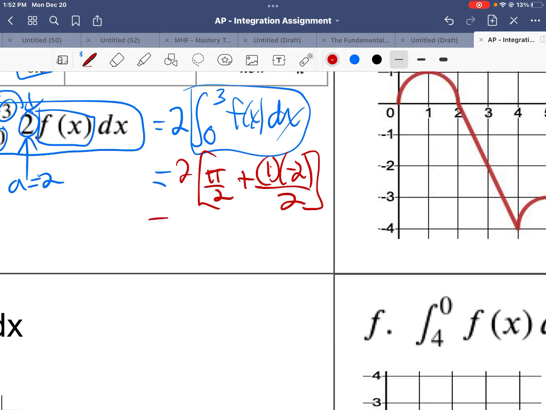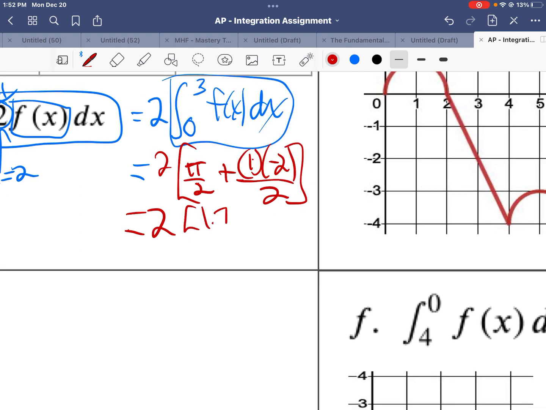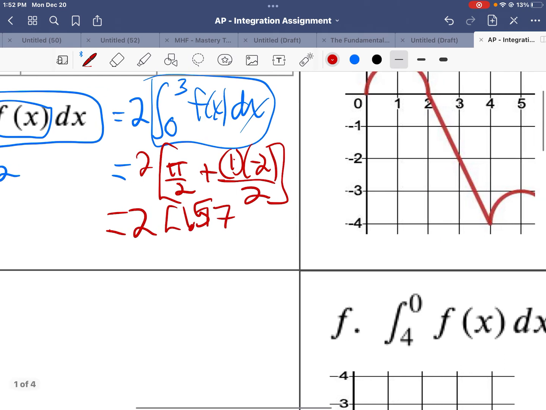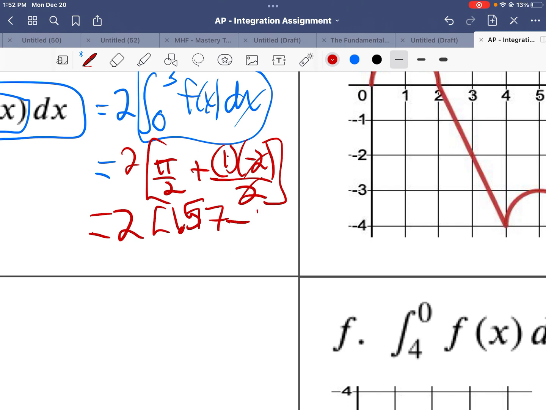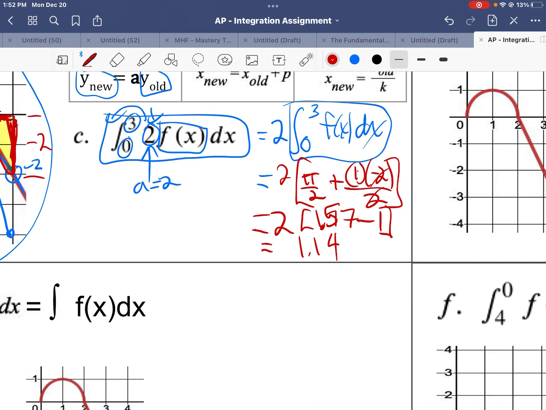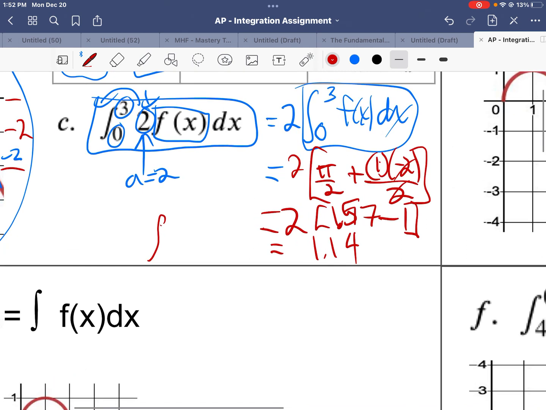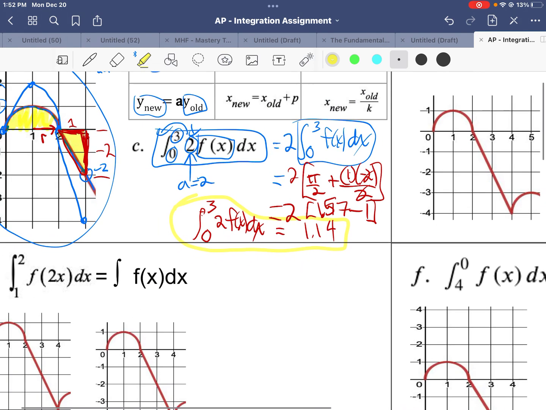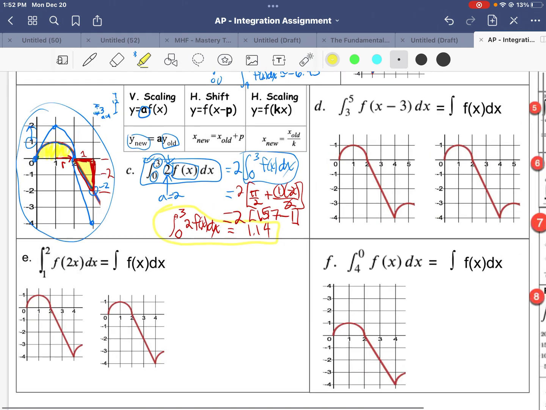So I've got two groups of 1.57 minus 1. That's two groups of 0.57, and that equals 1.14. It's a positive area of 1.14. And that, folks, would be the integral from x equals 0 to x equals 3 of 2 f of x dx, and that would be our final answer there. Again, pause, rewind, go over these things as you need to.